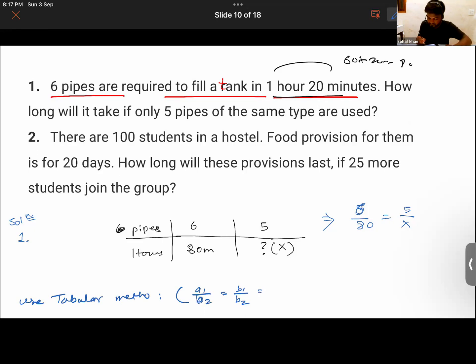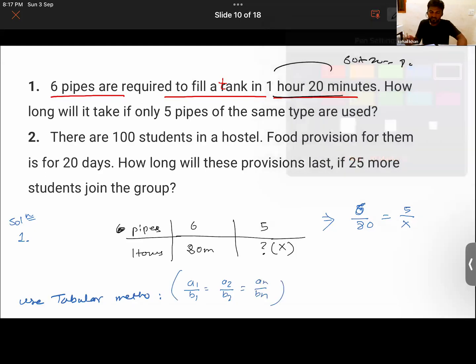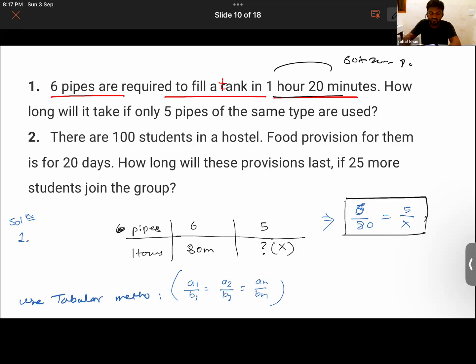Sir, I can't get the answer. Okay, let me help you. Look, using the tabular method. Ahmed, are you solving it? Did you get the answer? Sir, working on it right now. Okay, let me help you with it. Sir, I'm getting 3 upon 8. Yes, you can. 3 upon 8.